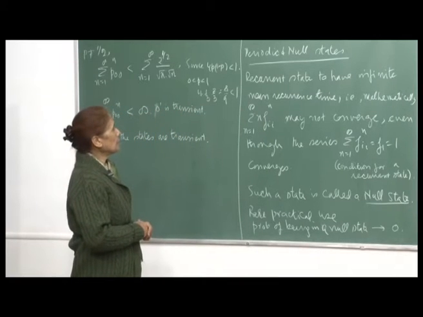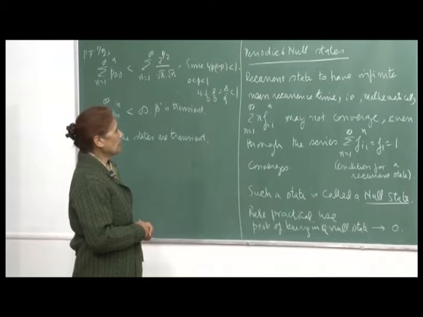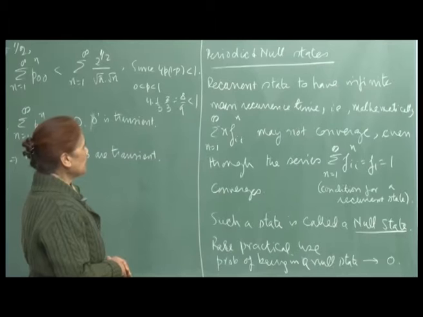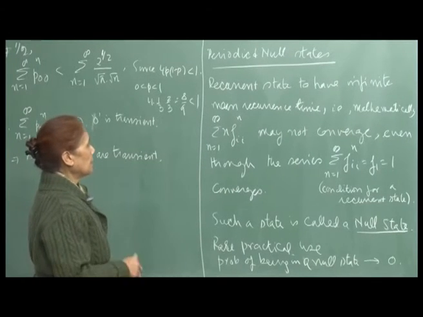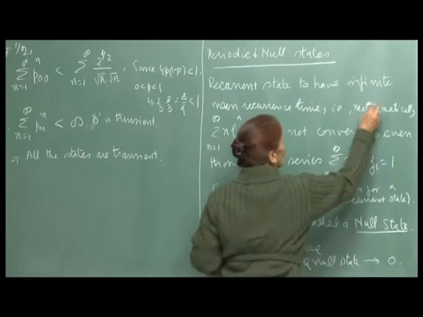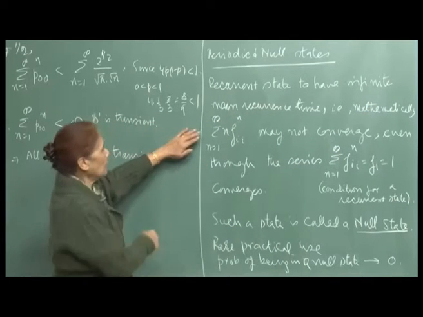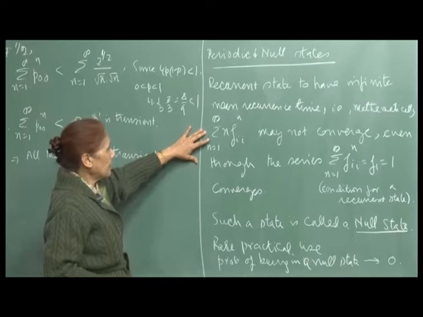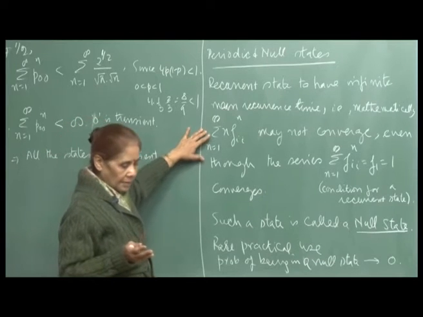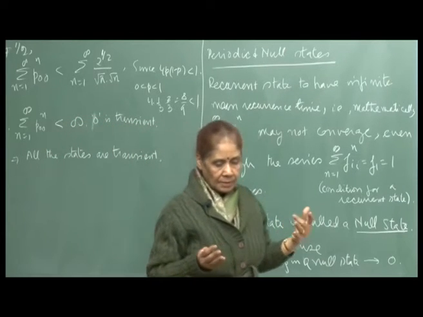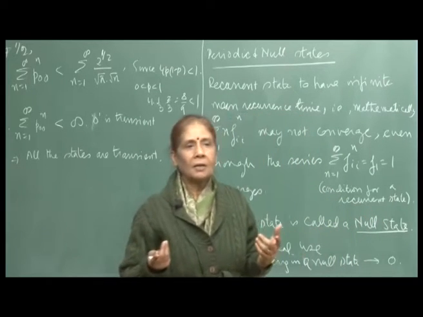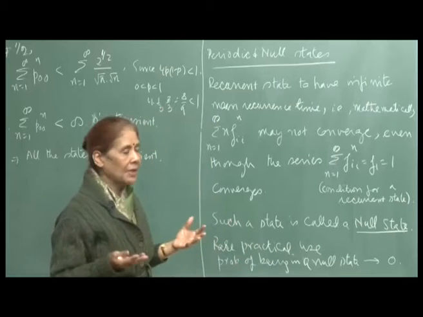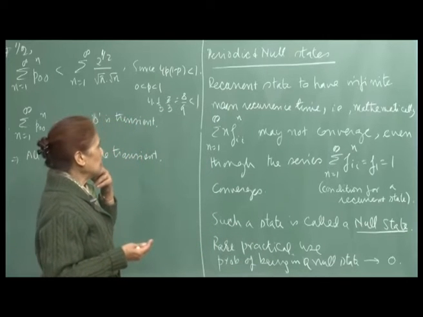So, now you see we said that a recurrent state may have infinite mean recurrence time, that is, mathematically this sum may not converge. And remember, for recurrent states, when we wanted to find out the first passage time and so on, we did it by finding the mean recurrence time, the M_ij's and M_ii.